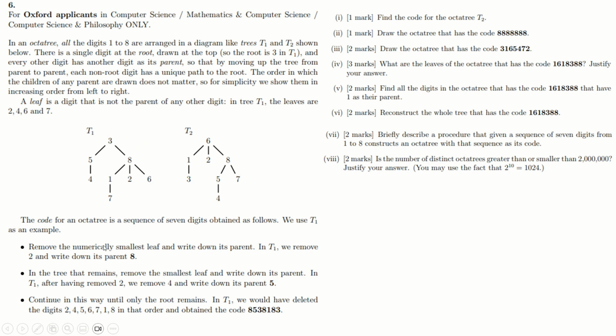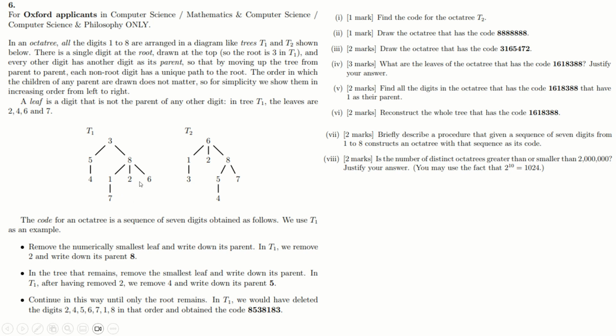And to make the code, you delete the smallest leaf. So in this case, you delete 2 and write down its parent, which gives you an 8. And then once the 2 is deleted, the smallest leaf is a 4, so you delete that and write down its parent, which is a 5. And once the 4 is deleted, the smallest leaf left over is a 6, I believe. Is that right? Yeah, it looks like it.